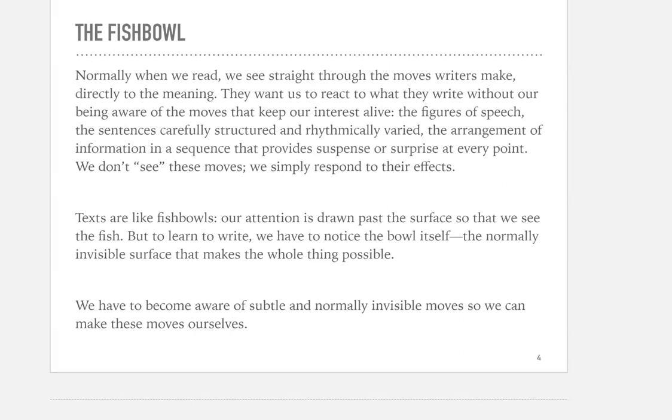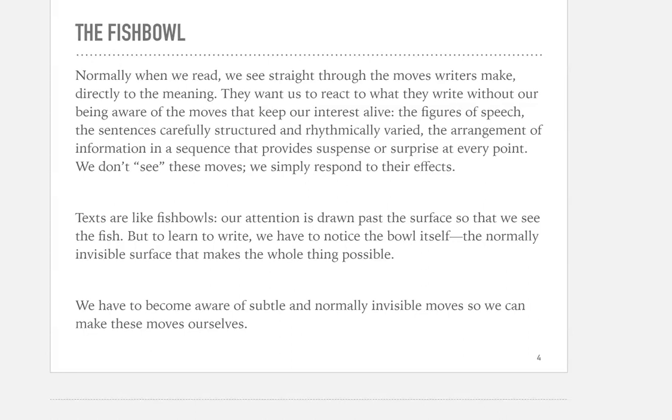It's a process. So normally we see straight through the moves that writers make directly to the meaning. We read for information. We read for fun. We're not really thinking about what goes into the writing. We just know whether a book is good or if it's not, or if it makes us happy or sad. These moves are purposeful. They want us to react without us being aware of these moves.